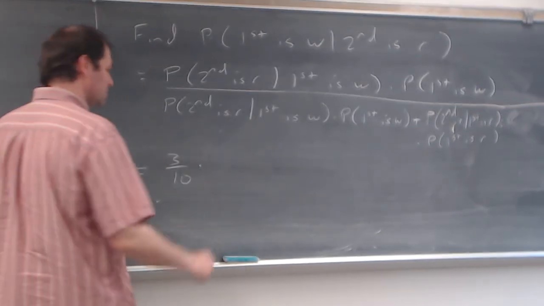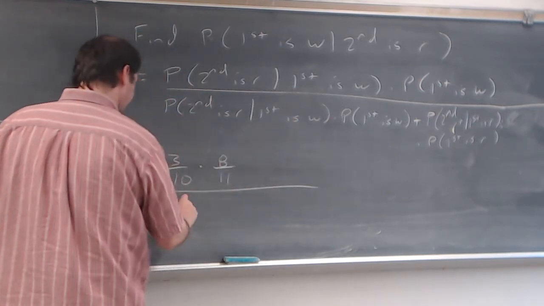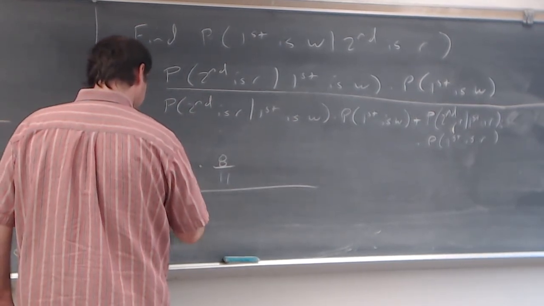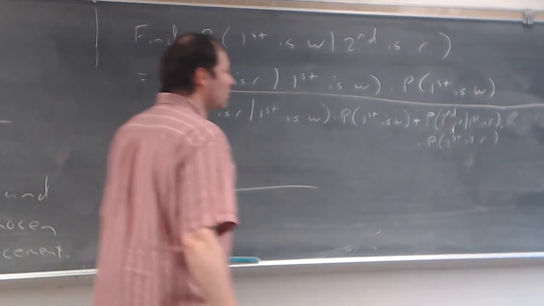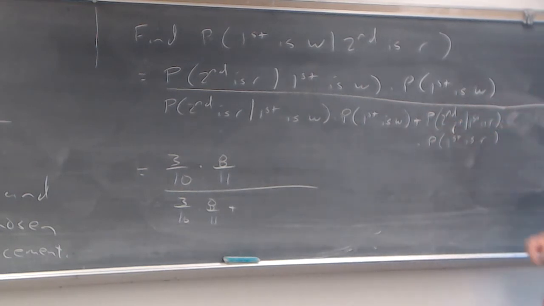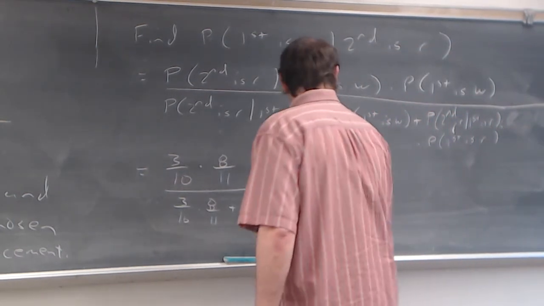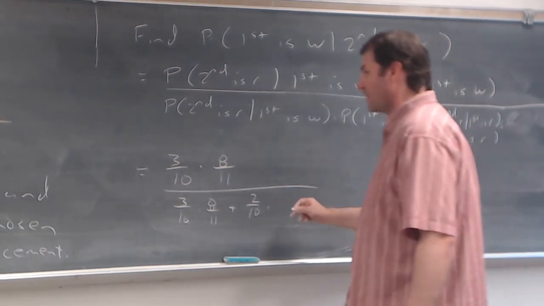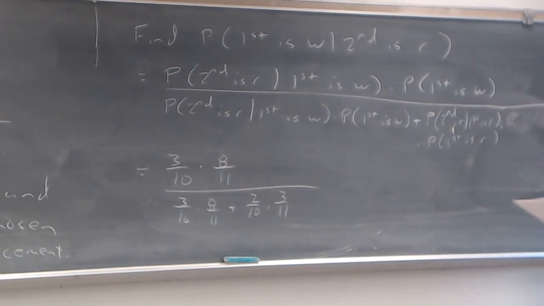What's the probability the first is white? It's 8 out of 11. But the second part is the exact same information. So it's 3 out of 10 times 8 out of 11. Plus, the probability that the second is red, given that the first is red, well, that's going to be 2 out of 10 times the probability that the first is red, that's going to be 3 out of 11. And so whatever that number ends up being is the answer numerically for the problem.